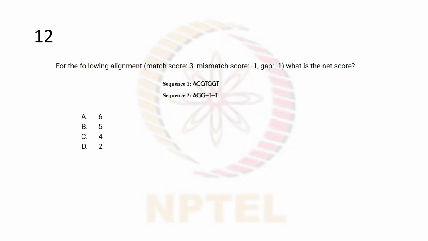So I have made a pairwise sequence alignment here and I have provided some scores. A score of match is 3, a mismatch is -1, and a gap is indicated by a hyphen symbol. Gap is -1. So what could be the net score of this alignment?